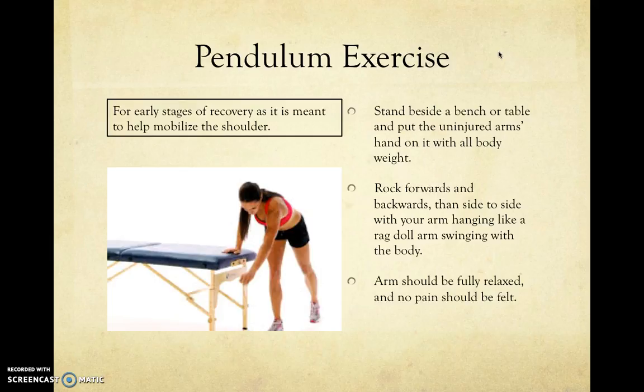Your goal is to get 90 degrees all around motion. And your arm should be fully relaxed, no muscles involved. You're just trying to loosen up your shoulder.